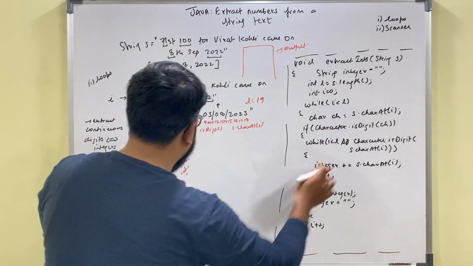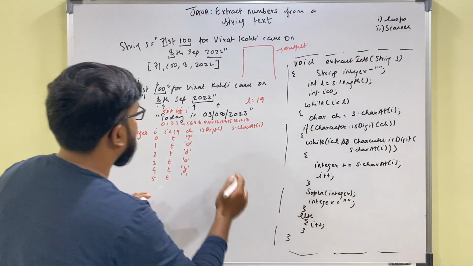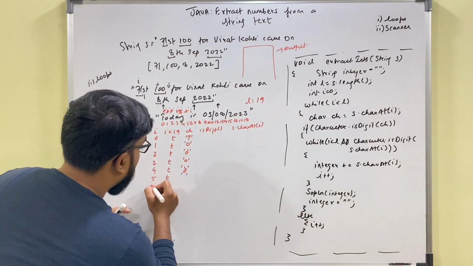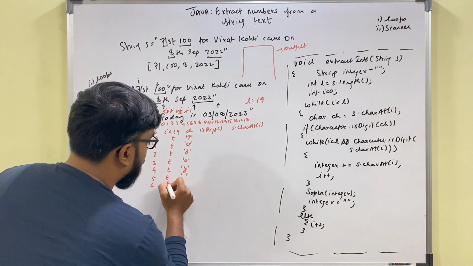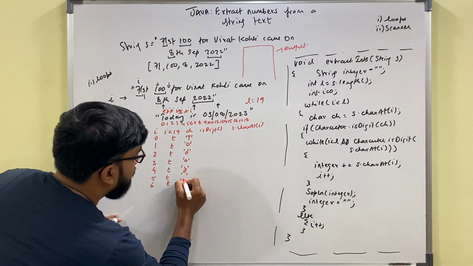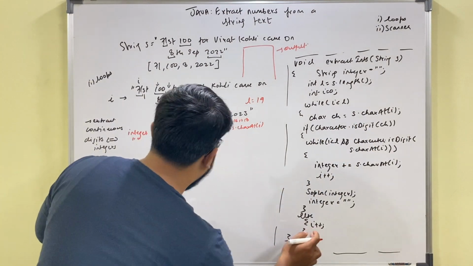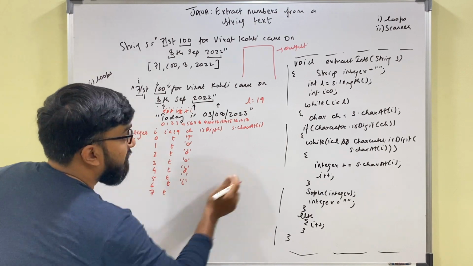Character dot isDigit of ch. This is not a digit, false. I is incremented, I moves here. Okay, I is incremented, I becomes 6. Condition is true. Ch now is lowercase i. Ch is lowercase i. Character isDigit is false. I is not a digit. Okay, you move to the else part. I becomes 7. This condition is true.